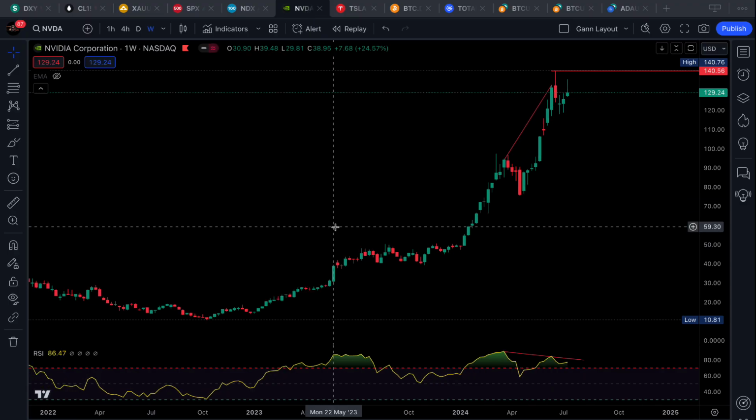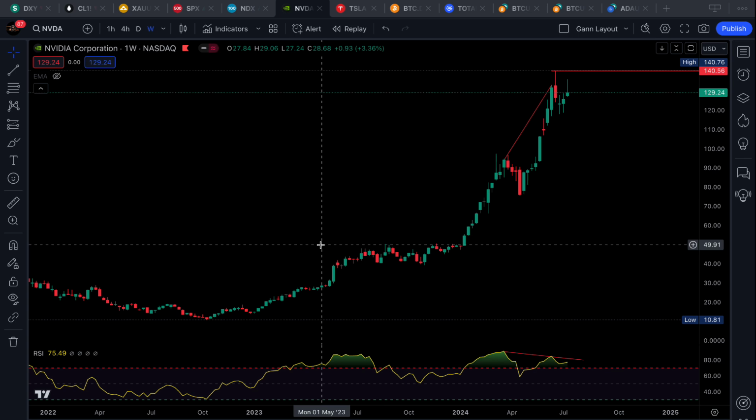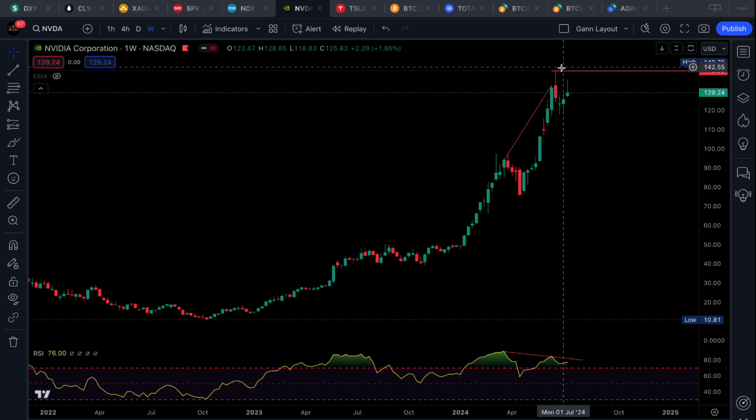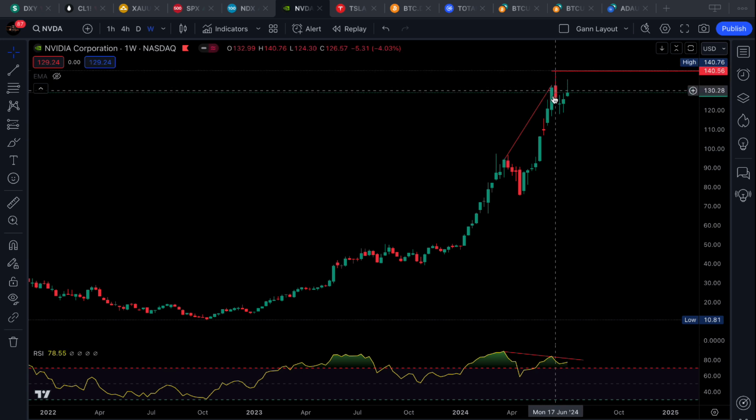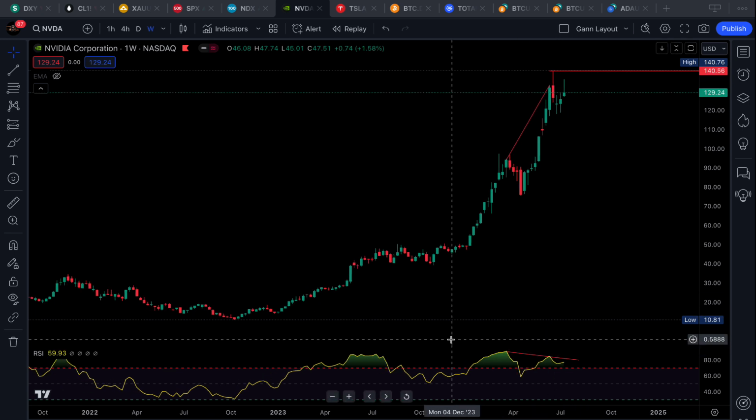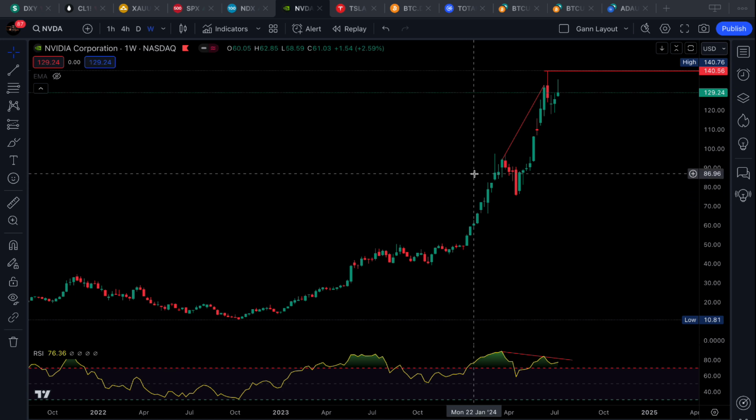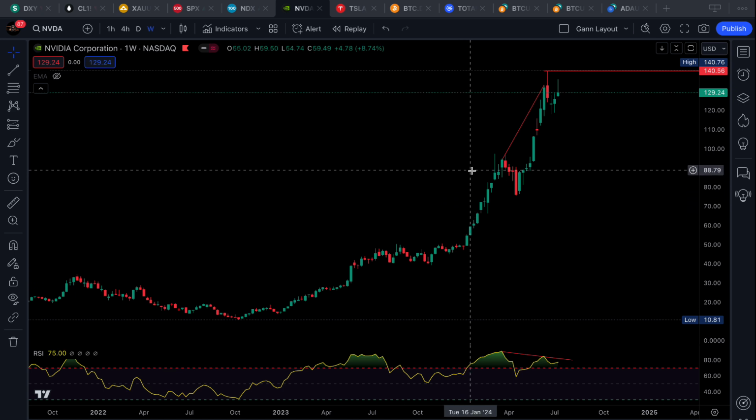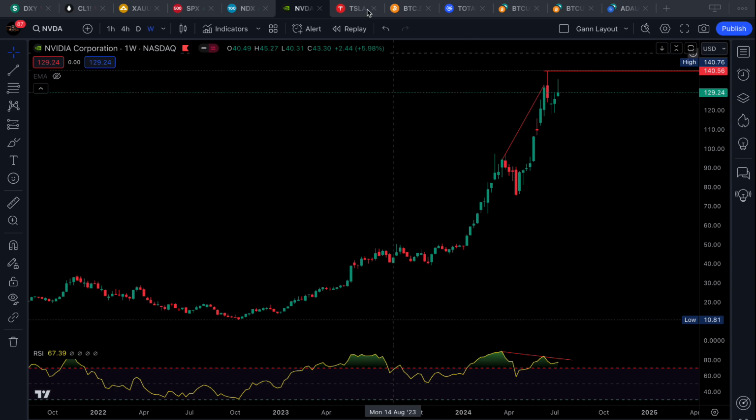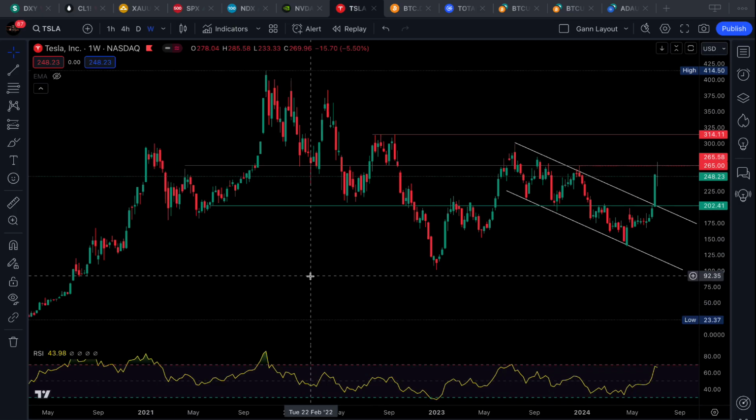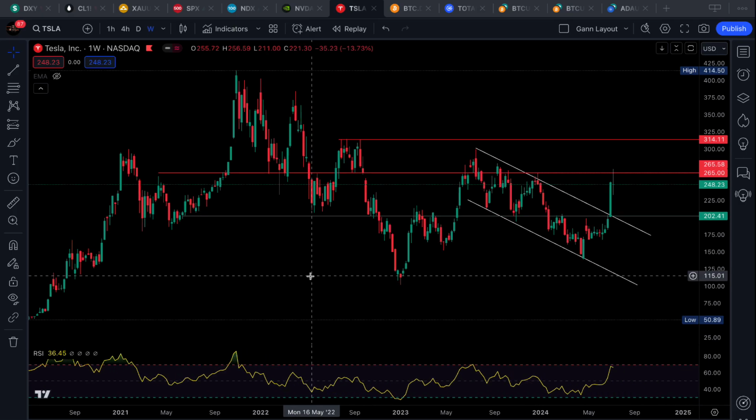Look at NVDA. NVIDIA, the same people that buy NVIDIA buy Bitcoin. It's the same, okay? NVIDIA looks toppy, extremely toppy. Look at this swing failure pattern. Look at this rejection, bearish divergences on the weekly. NVIDIA, in my opinion, is going a lot lower, maybe even to $88.